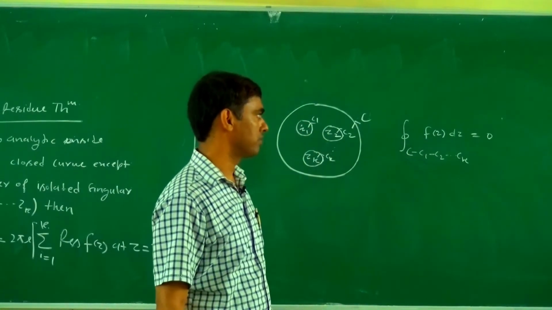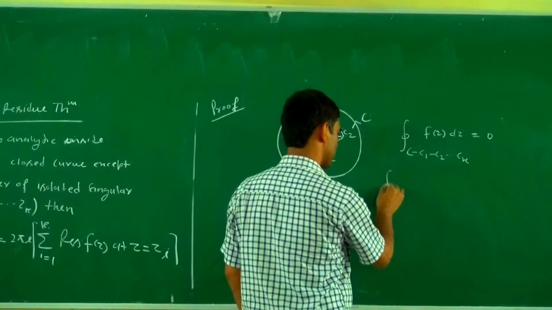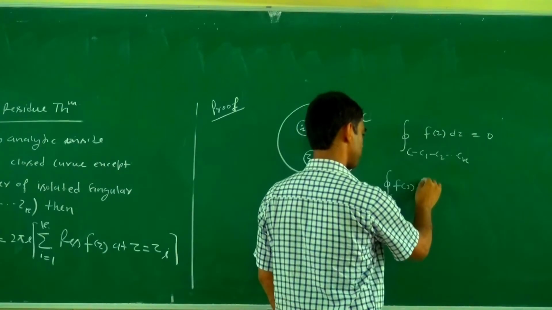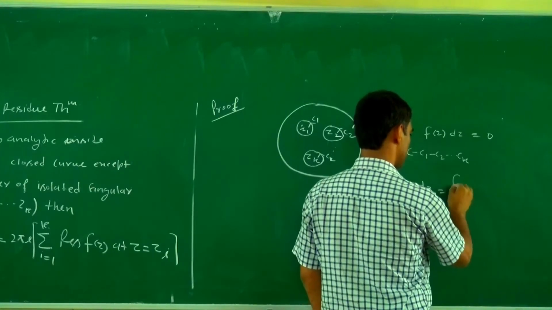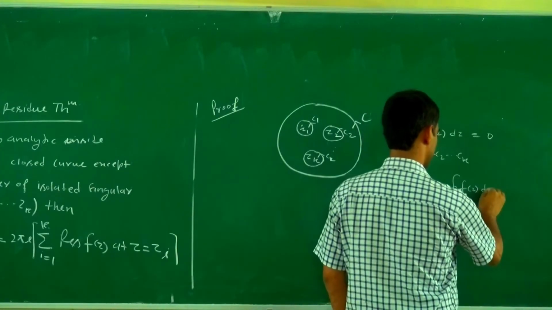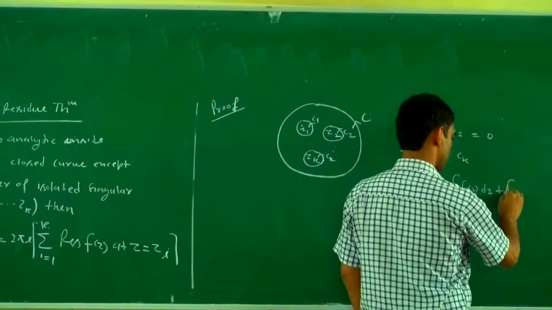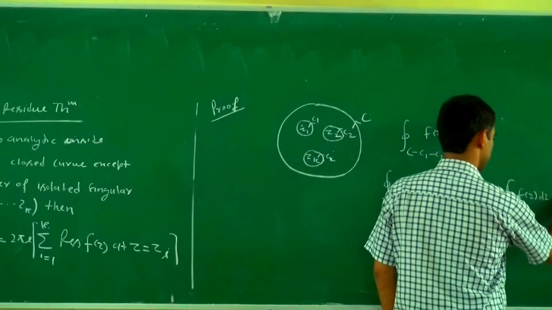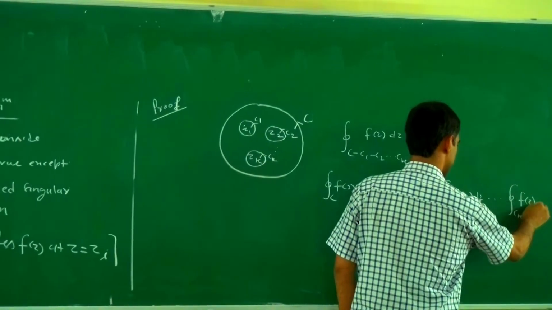So what is the value of the integration? The value of the integration equals 0. And if you simplify this, the integral over C of f(z) dz equals the integral over C1 of f(z) dz plus the integral over C2 of f(z) dz, and similarly the last one is the integral over Ck of f(z) dz.